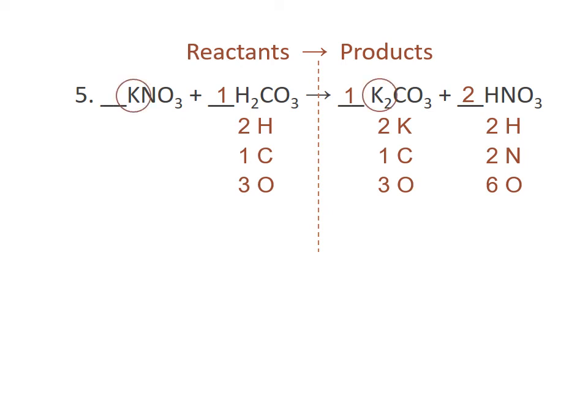Now I can use the potassium to balance out the final formula. I have 2 Ks on the right-hand side. I will need 2 Ks on the left-hand side. To get 2 Ks, I will place a 2 in front of KNO3. That will also give me 2 nitrogen and 6 oxygen. Now the equation is balanced. 2 Ks on either side, 2 H's on either side, 1 C on either side, 2 N's on either side, and a total of 9 oxygen on either side.